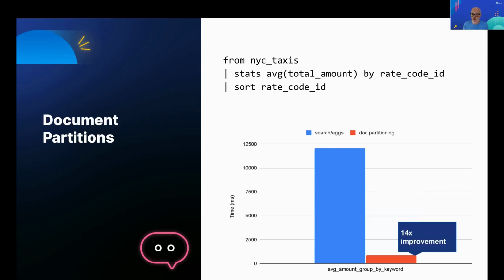If we take the same query and apply multiple threads to each segment, we get an order of magnitude improvement. So the same query now runs 14 times faster. That's very cool.